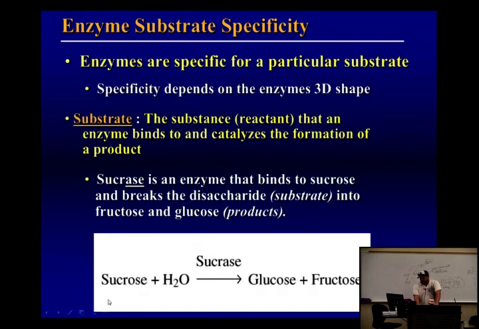All right, so here's an example. Sucrase breaks up sucrose. Sucrose is actually glucose and fructose together. So this enzyme breaks down table sugar, and you have it in your body, and that's its job. When you eat sugar, that's what reacts with it. Is it amylase? No, because amylase only reacts with amylose, the carbohydrates, or things that are closely related to amylose.